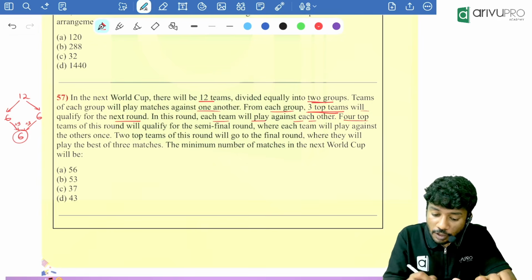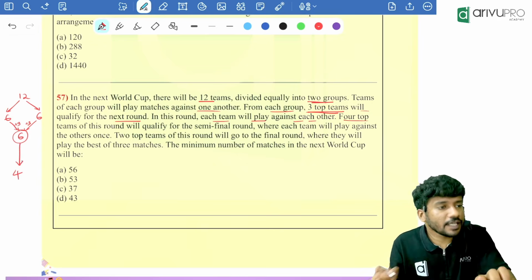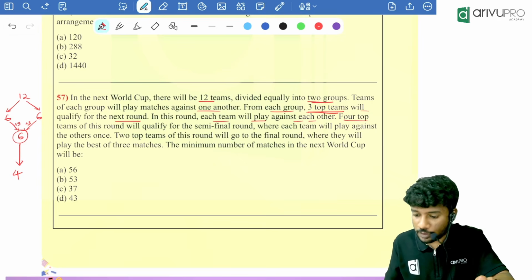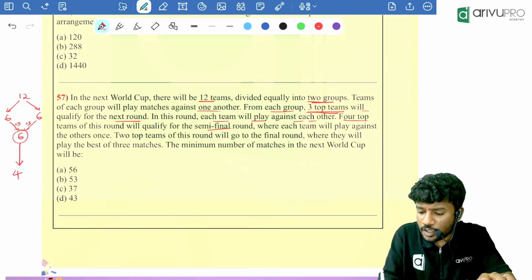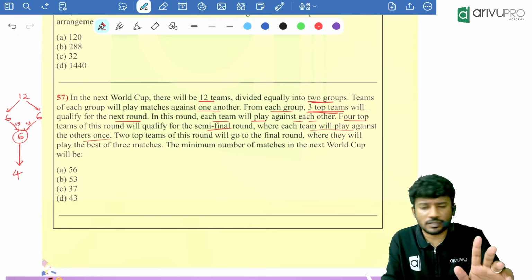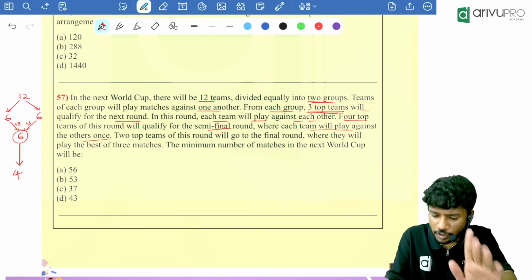Then 4 top teams, that means from the 6, 4 are going to the next round. That is the semi-final round, where the 4 top teams play against each other once. Once means what? Always it is nC2. Remember, keep it in your mind.